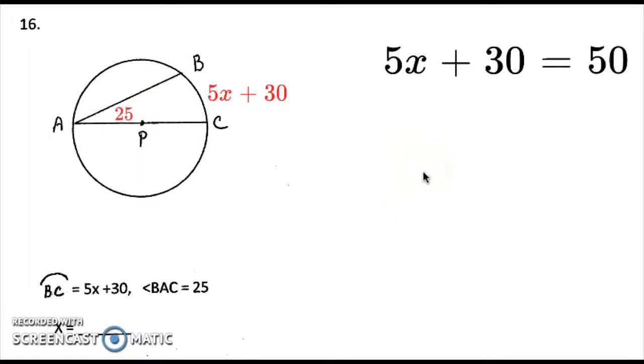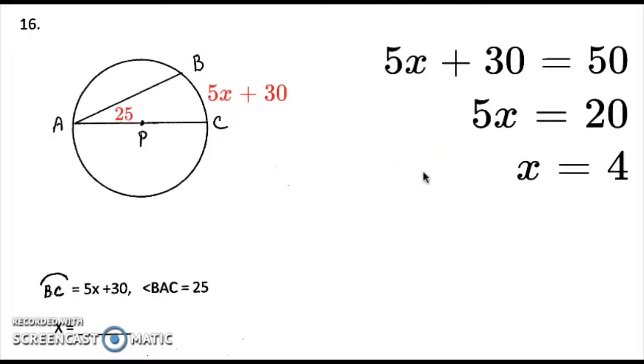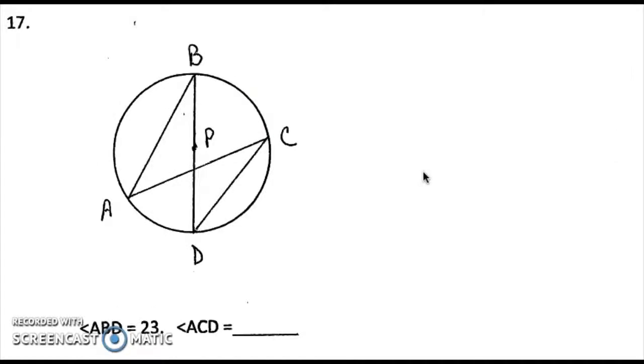Subtract 30 on both sides, you get 20. 5x equals 20. Divide both sides by 5, you get 4. So x is going to equal 4 for number 16. Okay, number 17.